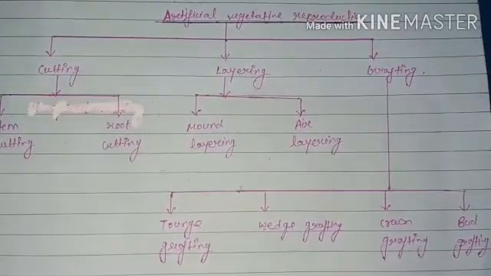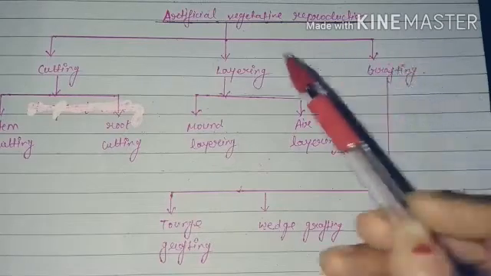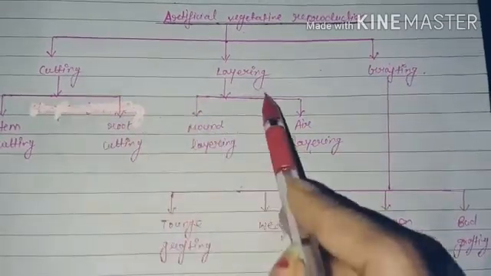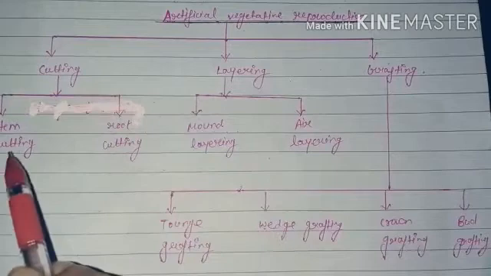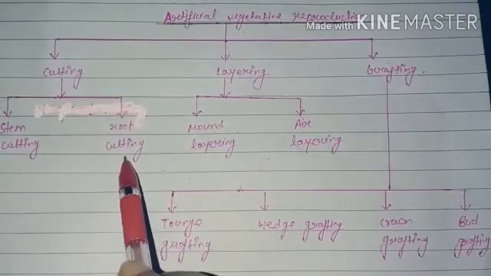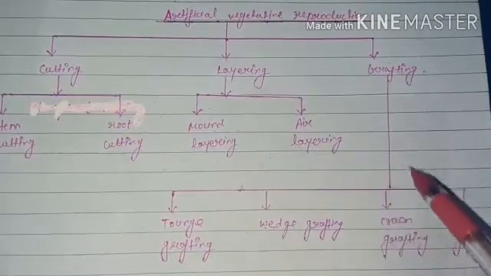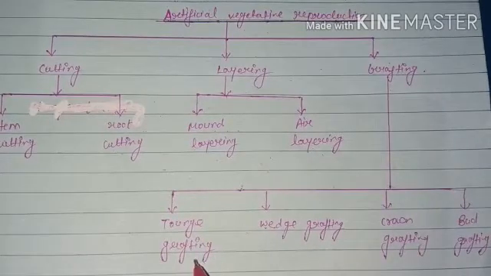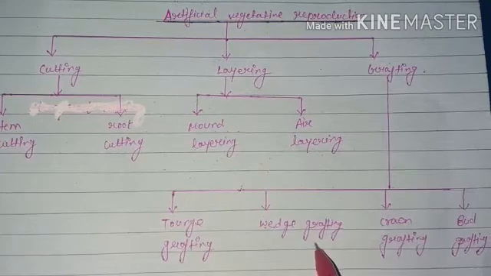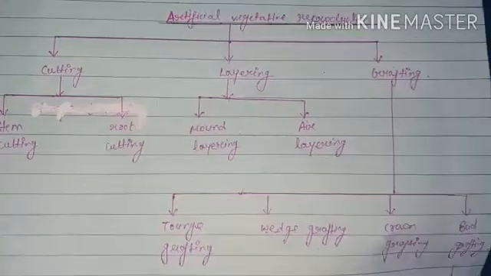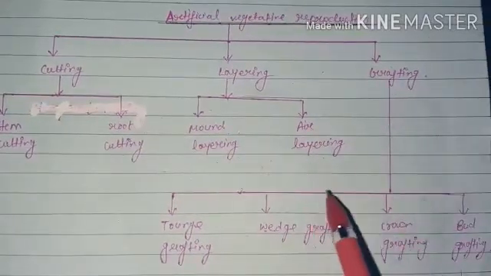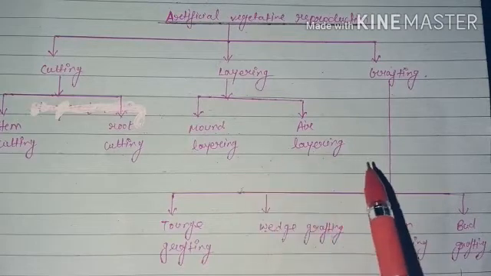Okay, now the types of artificial vegetative propagation. There are mainly three types: cutting, layering and grafting. Cutting is of two types: stem cutting and root cutting. Layering is again two types: mound layering and air layering. And grafting is of four types: tongue grafting, wedge grafting, crown grafting and bud grafting. One by one we will discuss all these types of artificial vegetative propagation.